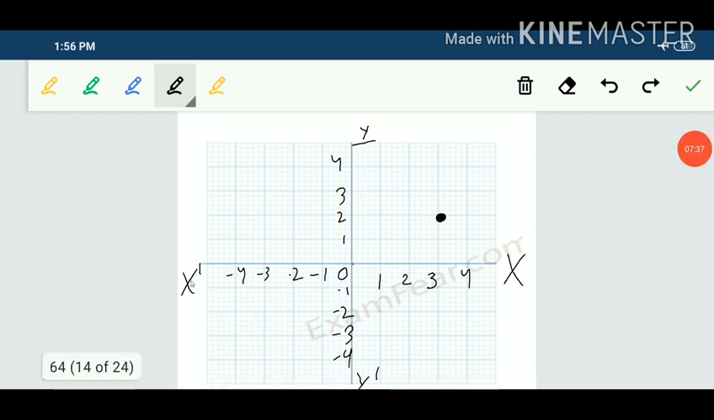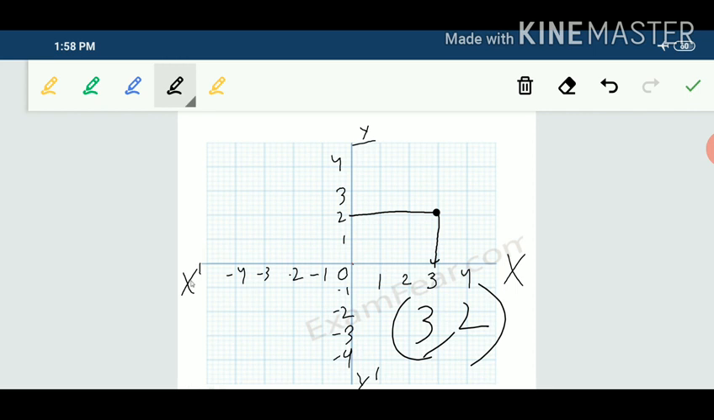Now we will discuss that the value of the x coordinate of this point is the perpendicular distance from the y-axis. This is the point. From the y-axis take a perpendicular distance. That is the perpendicular distance. So the value of the x coordinate is the perpendicular distance from the y-axis, and the value of the y coordinate is the perpendicular distance from the x-axis. Take one point. The value of the x coordinate of this point is 3, and the value of the y coordinate of this point is 2.